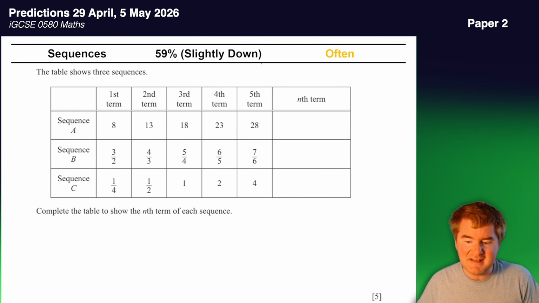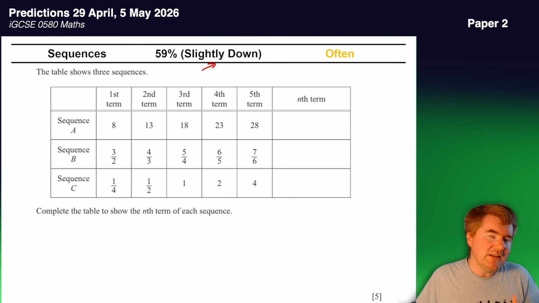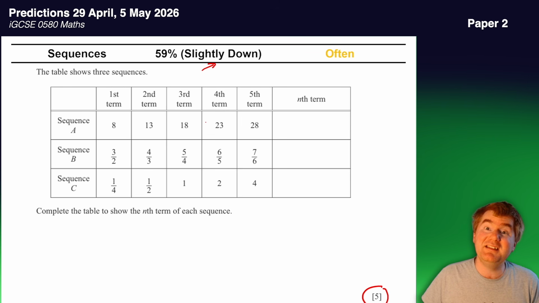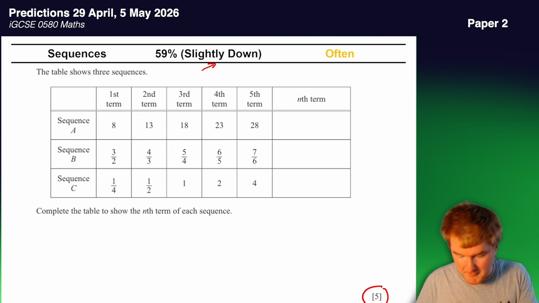On to sequences. Now this is slightly down here at 59%, so again, not that likely to appear, but notice it can be a ton of marks if it does. So this is a 5-mark question, and this is quite typical. They give you a table of different sequences. One may be linear, one may not be, and then you have to work out the nth term or a missing term. Very typical. If it does appear, it's going to be a ton of marks for you.